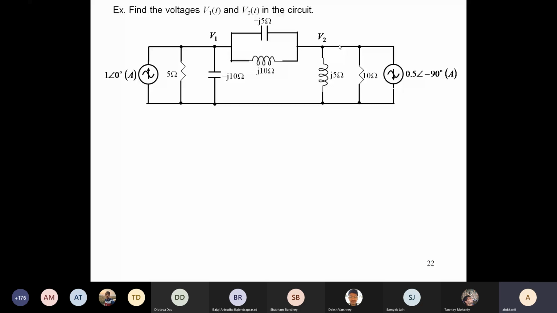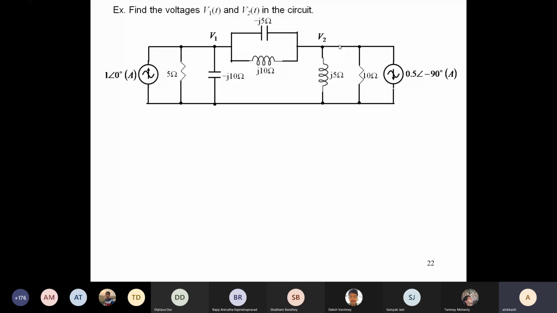So there is a current source 1 angle 0, that is the left hand side. On the right hand side, there is another current source. The direction I have shown, it is 0.5 angle of minus 90 degrees. And the question is, you are asked to find out the node voltages V1 and V2.